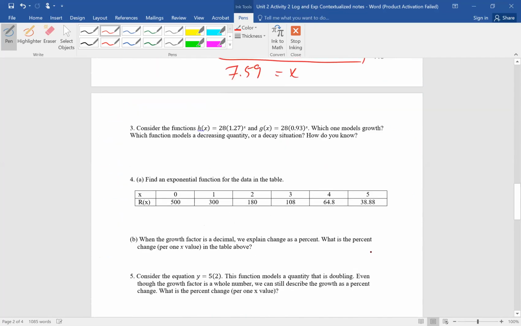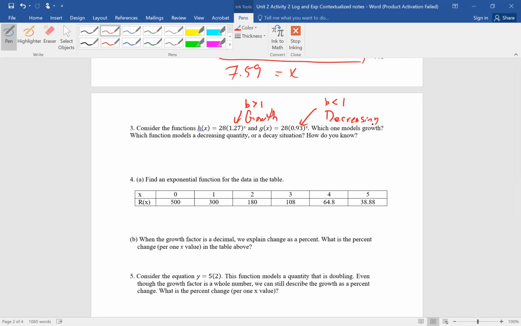Number 3 here on the next page. Consider these two functions. Tell me quickly, and this should be quickies, which ones model growth and which ones model decay or decreasing. Can you tell me? If you're looking at it, that growth factor is bigger than 1. So that's growth. And this growth factor is less than 1 at 0.93, so that's decreasing. And we've done that a bunch, so that should be familiar.